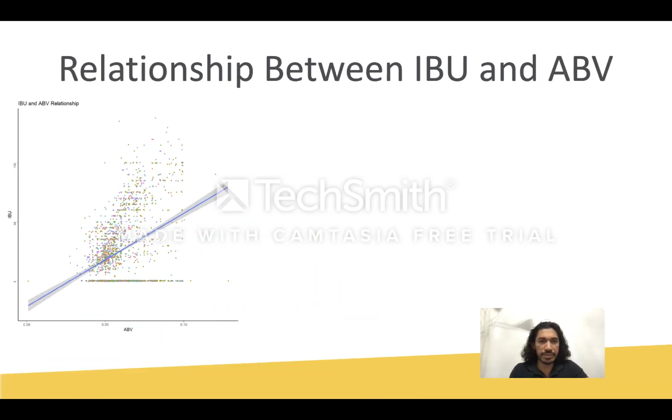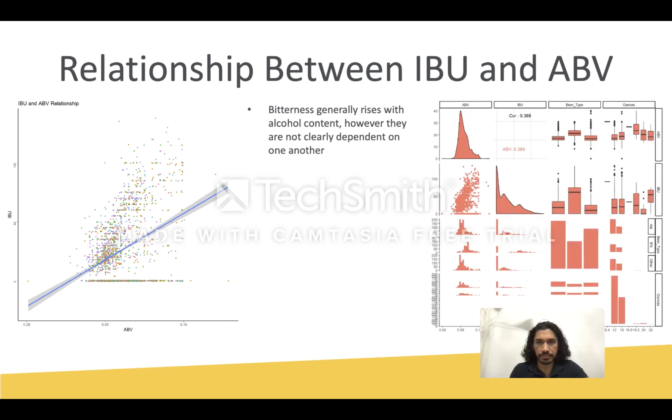As for the relationship between ABV and IBU, from the scatter plot you can see a quite linear, positive relationship between them. However, we need to do further investigation to see if there is actually a strong positive relationship between alcohol content and bitterness. The graph on the right again shows the same correlation between IBU and ABV, across the different types of beer.